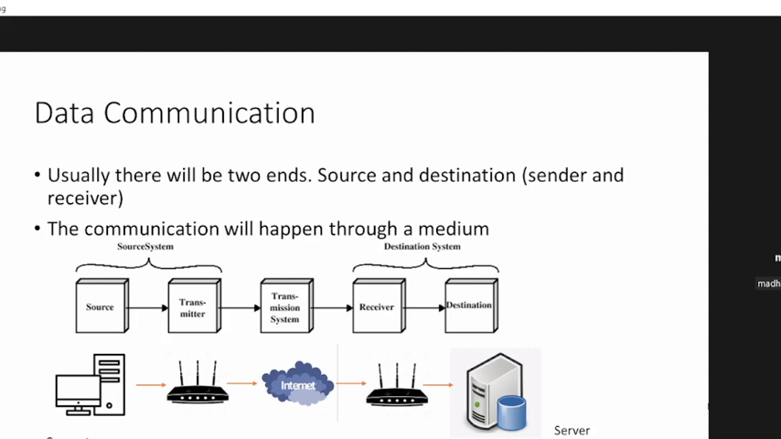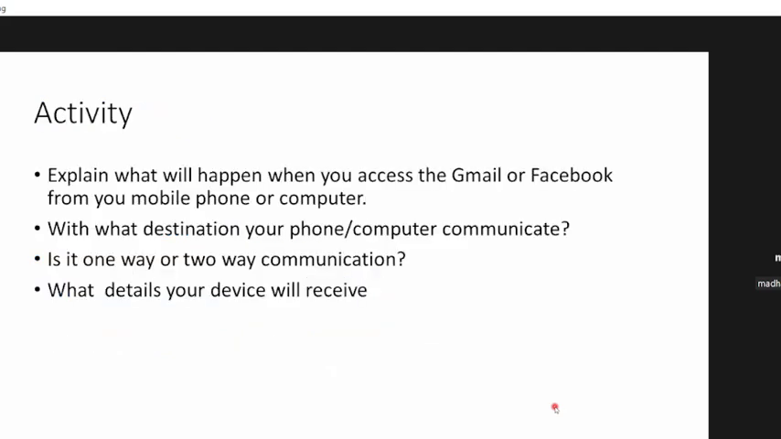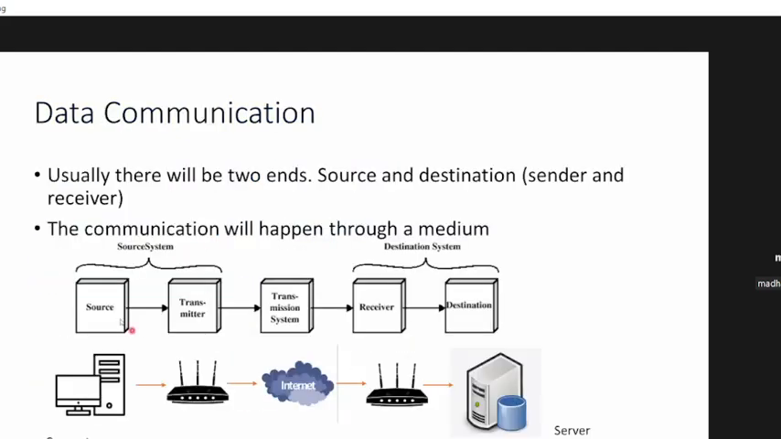Now, if you take a data communication network, usually there will be a computer or one device at one end, and then you have another server or something as the other end, right? So usually you have a source, and then there will be somebody called a transmitter, which will convert the information sent from the source compatible to the transmission system, right?